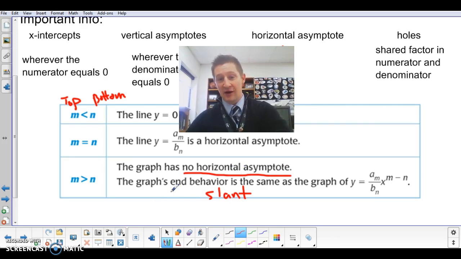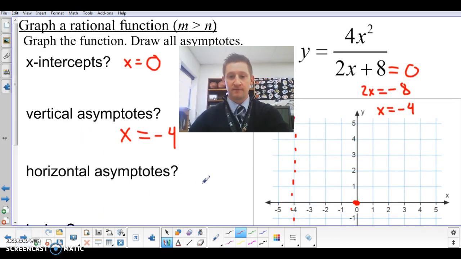Instead, the graph's end behavior is the same as the graph of a sub m over b sub n, meaning the leading coefficients of each polynomial, times x to the m minus n power, where m is the degree of the numerator minus the degree of the denominator. I'll show you what it looks like. So there's none for horizontal asymptotes. Instead, we're going to have a slant asymptote.